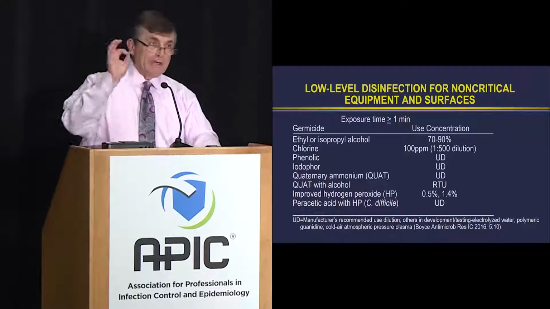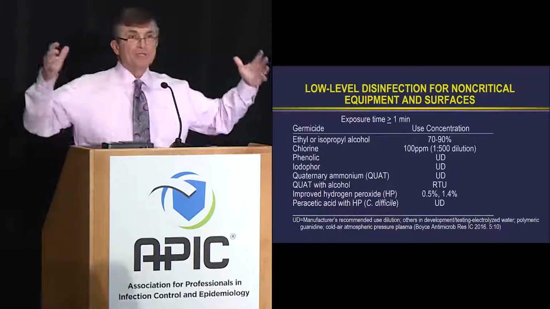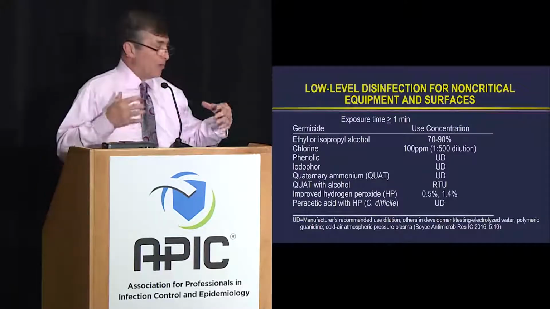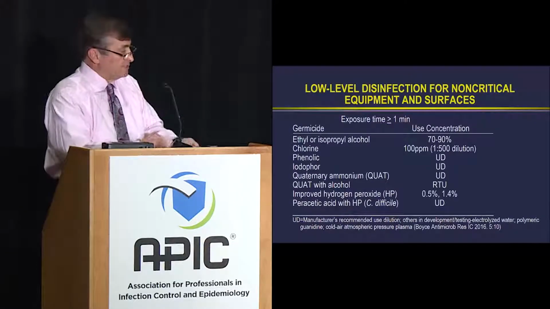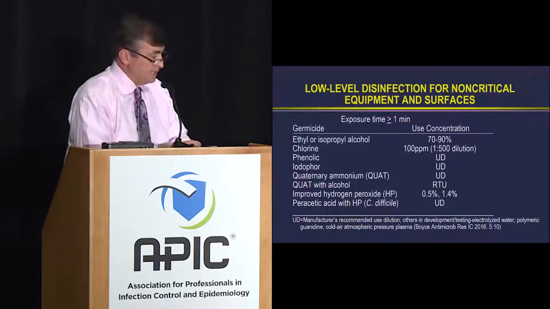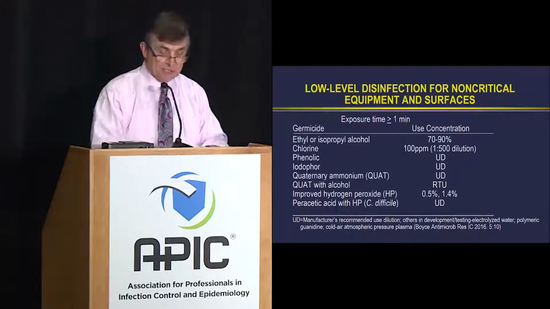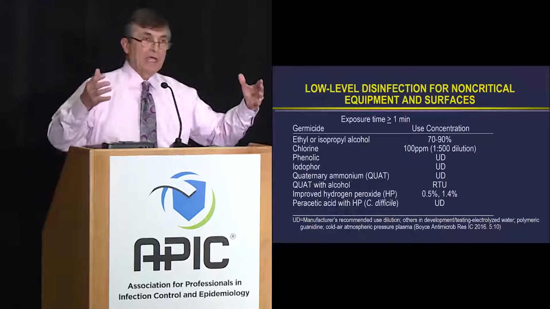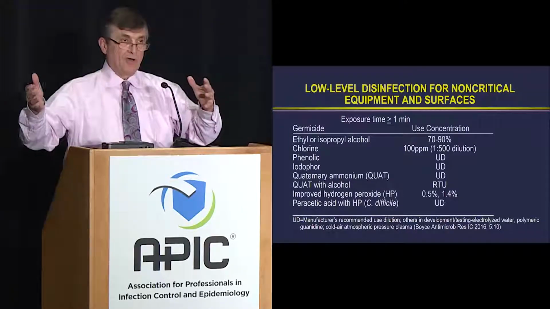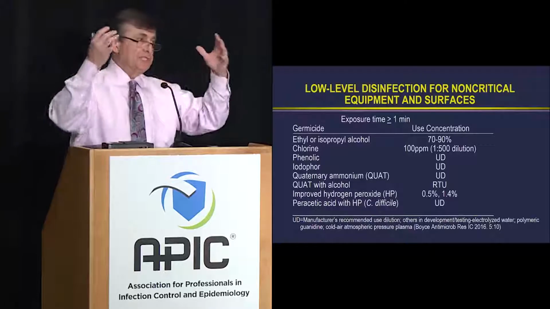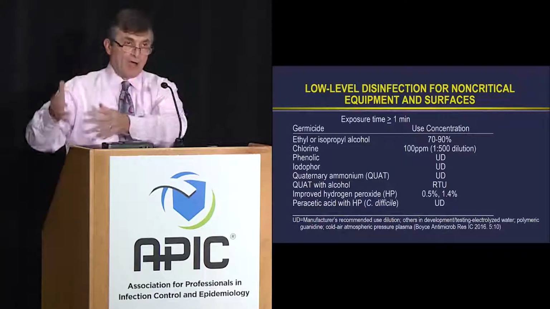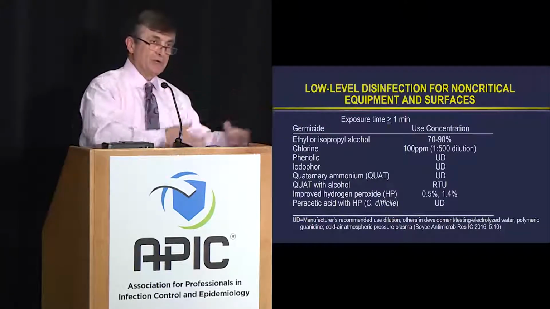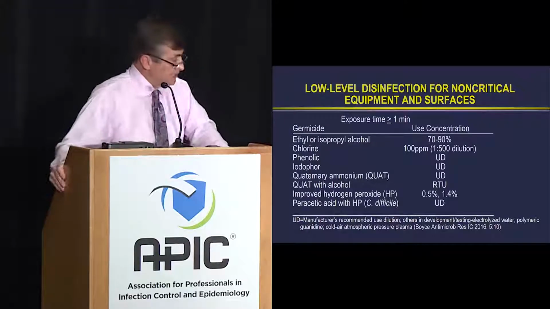Now, as far as low-level disinfection of non-critical surfaces, there's the list of germicides that we have. We, of course, have things like ethyl or isopropyl alcohol, chlorine. We have, of course, phenols and iodophores and quaternary ammonium compounds. We have quats with alcohol, and I'm going to repeat essentially that quats with alcohols are not quats. You all know, of course, that we have CHG and we have CHG with alcohol. CHG with alcohol is more effective than CHG alone, or more effective than alcohol alone. The same is true with quats. Quats with alcohol are more effective than quats alone or alcohol alone. And we're going to see some data that demonstrates that.